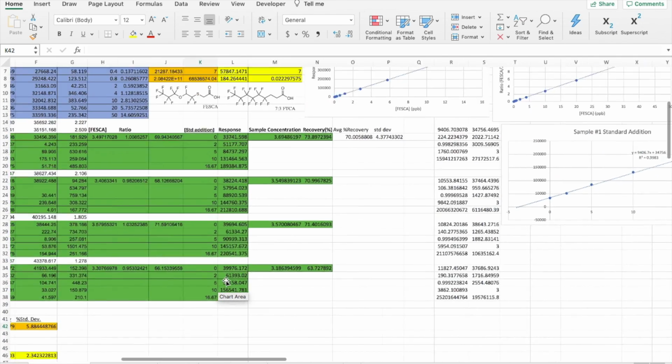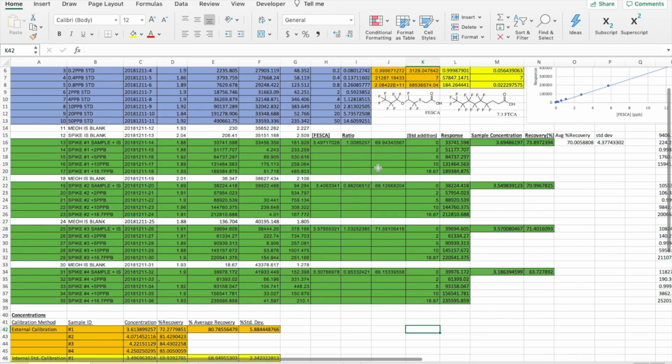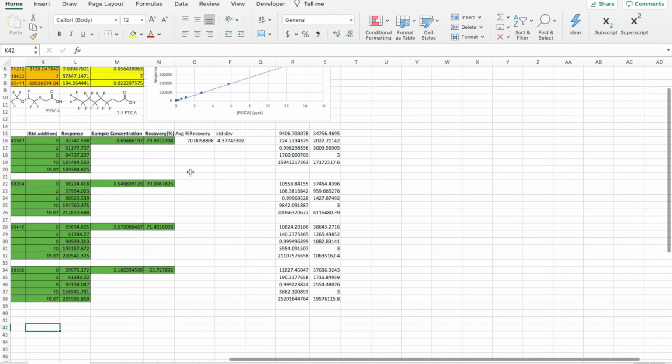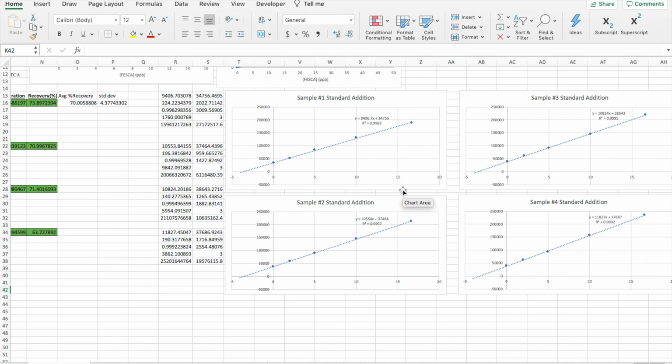So here, I had 4 spikes, and I did a standard addition analysis for each of them, adding 2 parts per billion, 5, 10, and just over 16. And as I mentioned, you get a calibration curve for each sample. Some things to keep in mind are that the concentration of the actual sample must remain constant for each standard addition for your calculations to work.